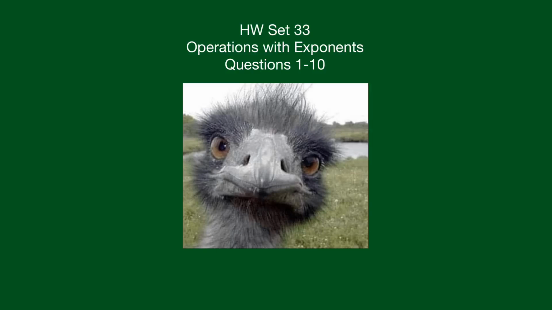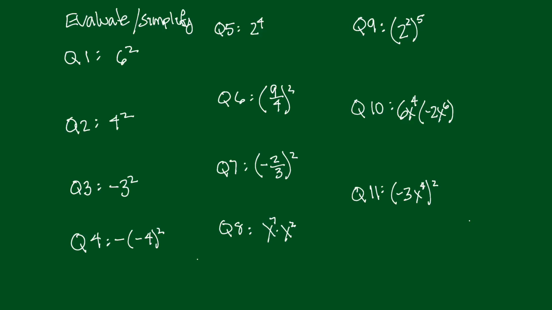This is homework set 33, operations with exponents. We are going to do a whole bunch of problems all at once here. Let's start here with question 1. Question 1, we're to compute 6 squared. Well, 6 squared is just equal to 6 times 6, which is 36.